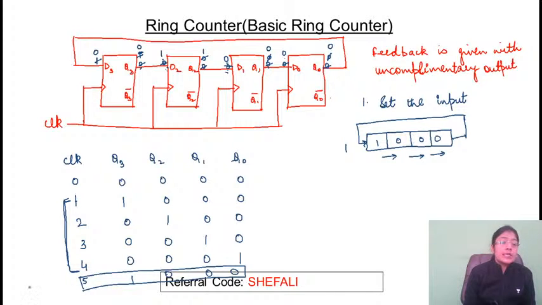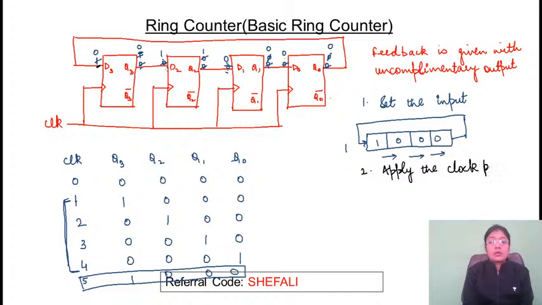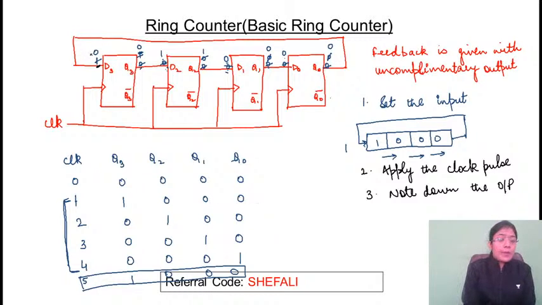बच्चे यहाँ पे हम input set कर रहे हैं. See, if the input was set as 1, first of all, you have to set the input. Second step is to apply the clock pulse. And then you have to note down the output. So if the input is taken as 1000, तो first case में आपके पास input is taken as 1, so here it is 1, it is 0, it is 0 and it is 0.